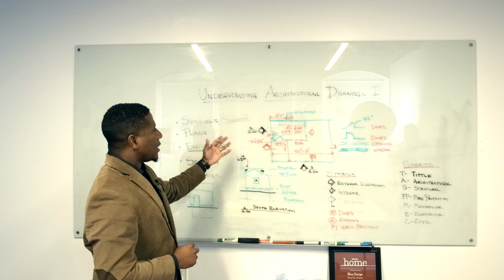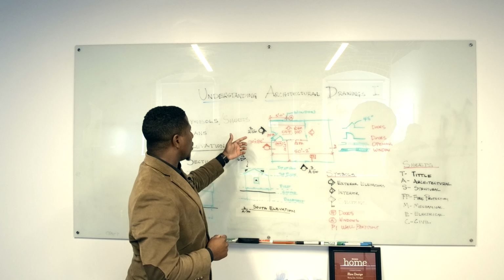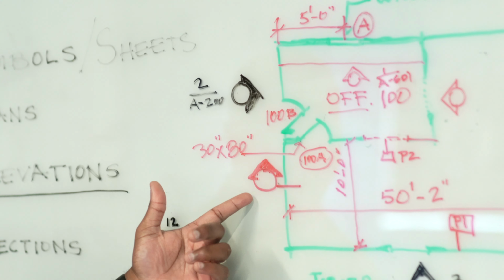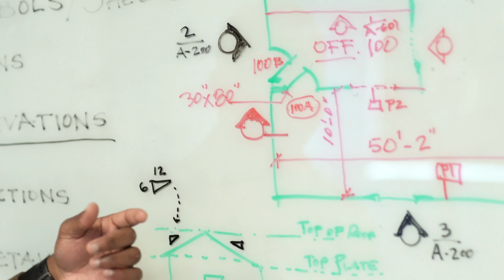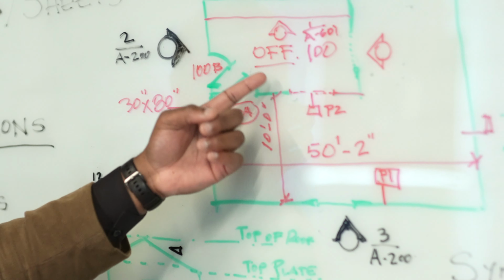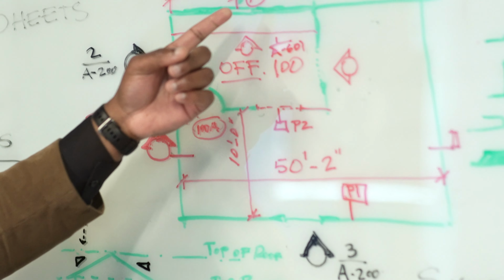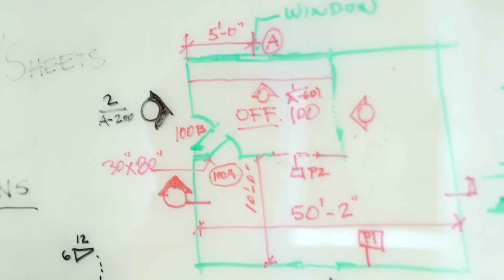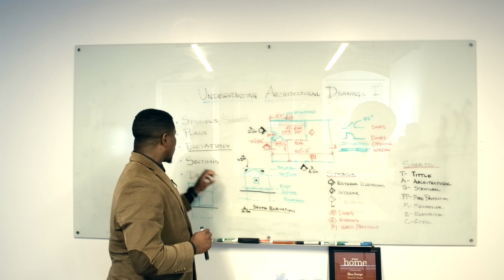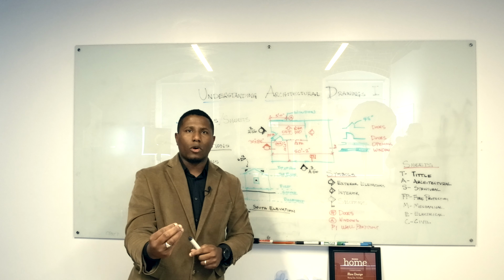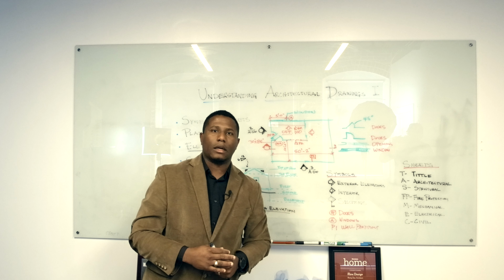So last time we talked about floor plans. We discussed exterior elevation symbols. We discussed section symbols. We discussed door tags. We discussed interior elevations. We discussed symbols for windows and doors and that kind of thing. In this video, we're going to focus on exterior elevations. So what is the importance of having exterior elevations within architectural plans?